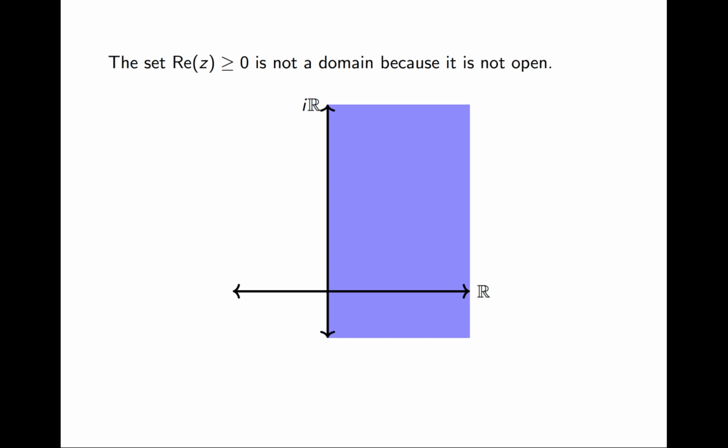And for some counterexamples, say we look at the set of all complex numbers whose real part is greater than or equal to 0. This set is not a domain because it is not open. Say I take a point on the imaginary axis and I draw any ball centered at that point. No matter how big or how small I make the radius of that ball, I'm always going to hit points in the left half plane whose real part is negative. So this set is not a domain, it is not open.